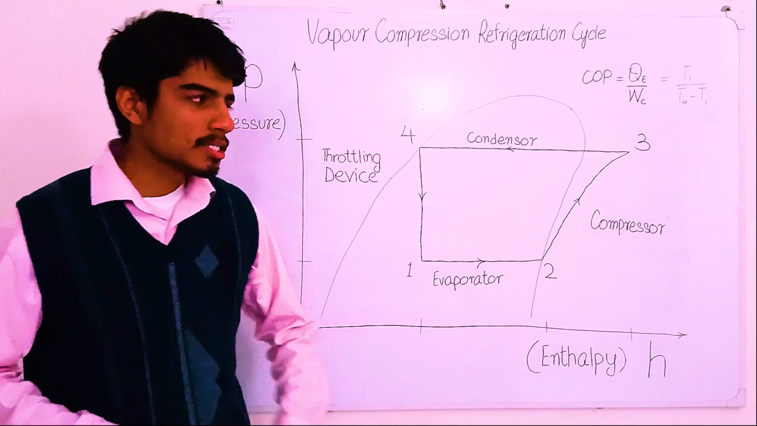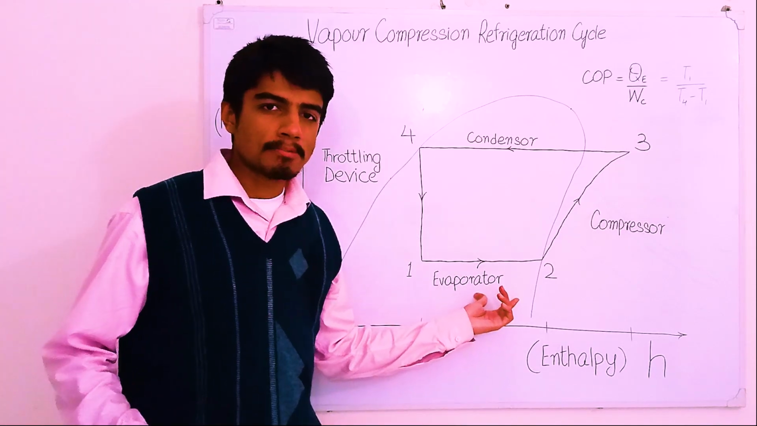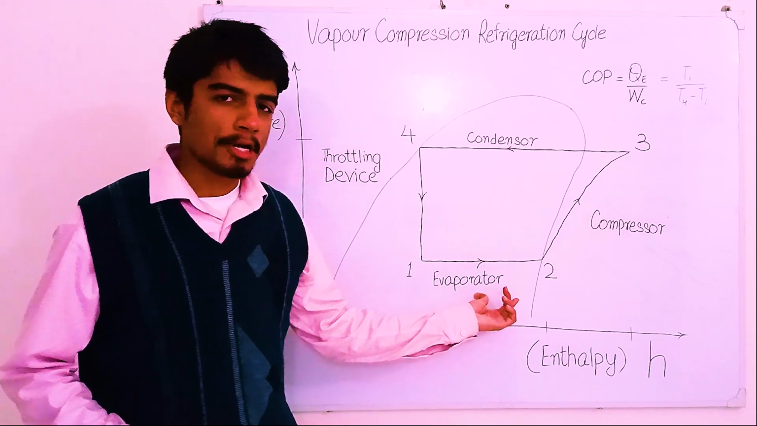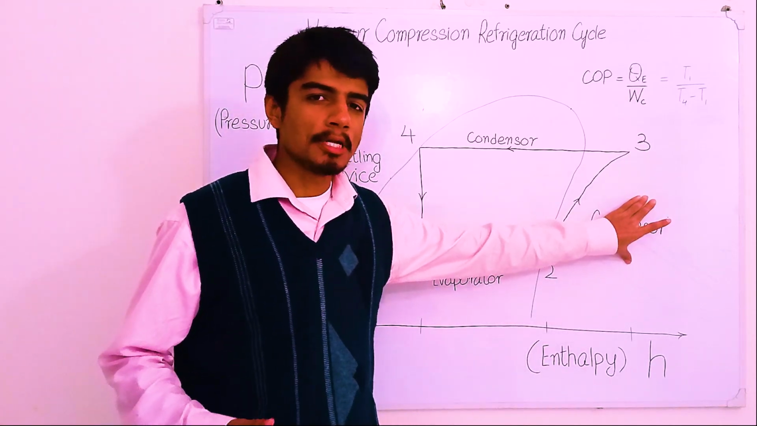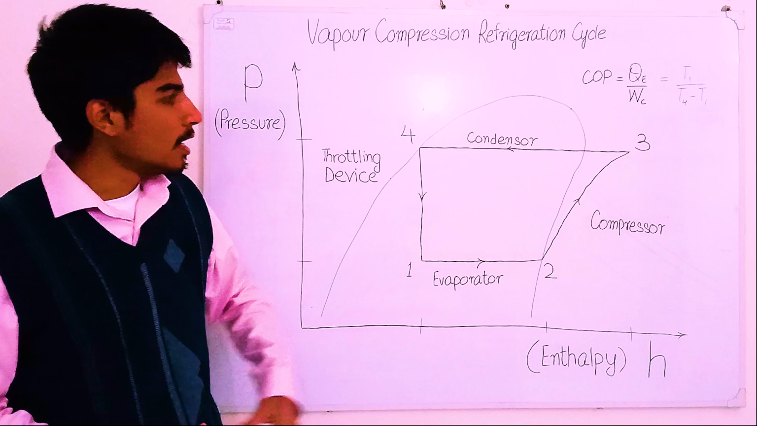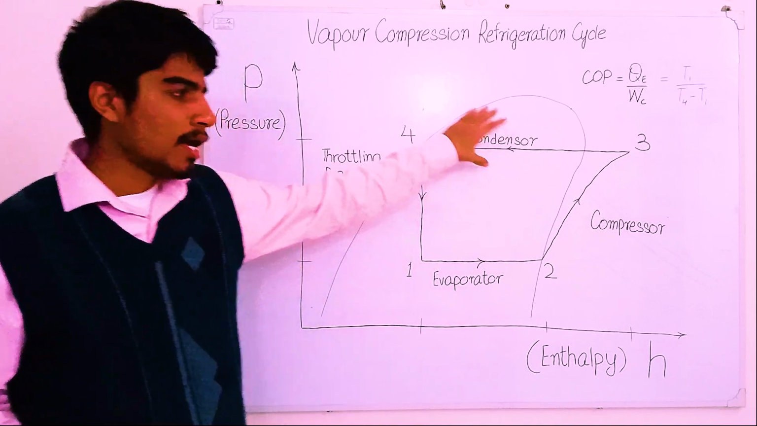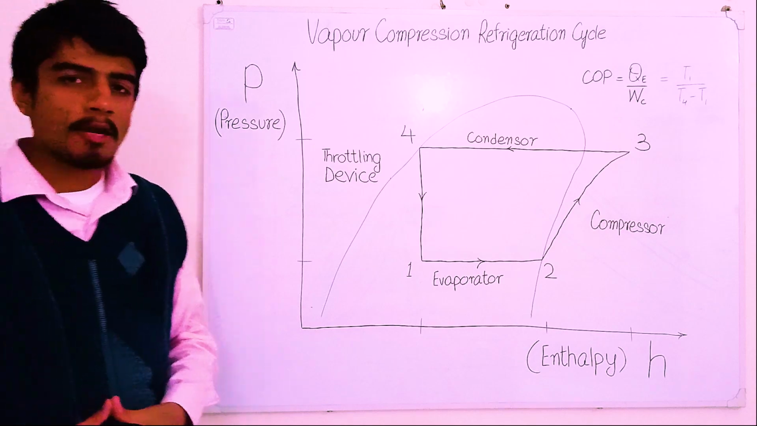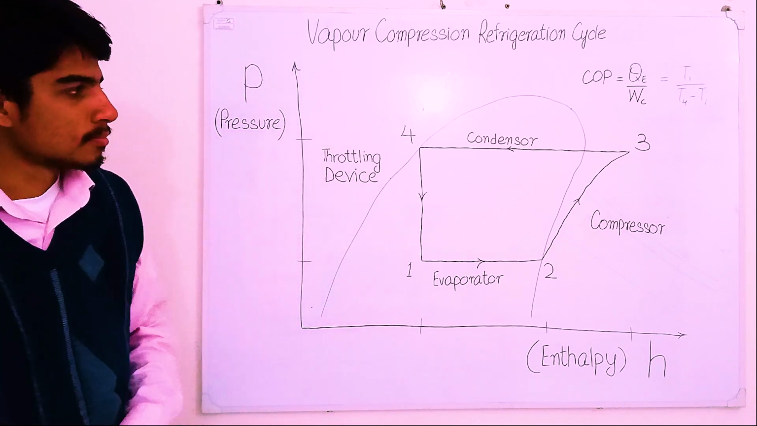Now if I summarize this whole refrigeration cycle, isobaric heat absorption is taking place in the evaporator. After that, isentropic compression is performed in the compressor, while isobaric heat rejection is taking place in the condenser, and in the end, isenthalpic expansion is performed in the throttling device.